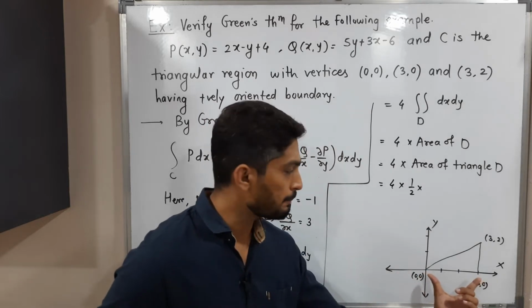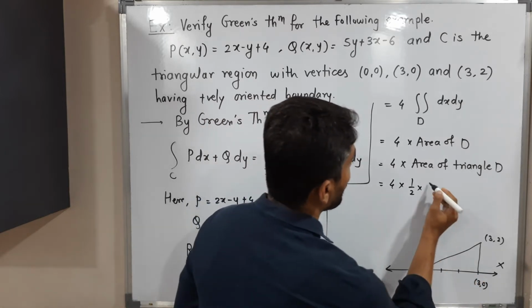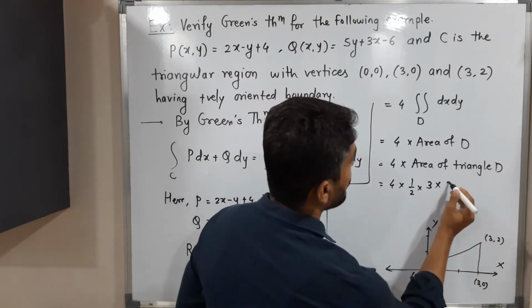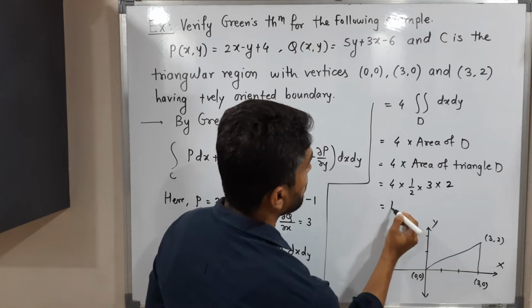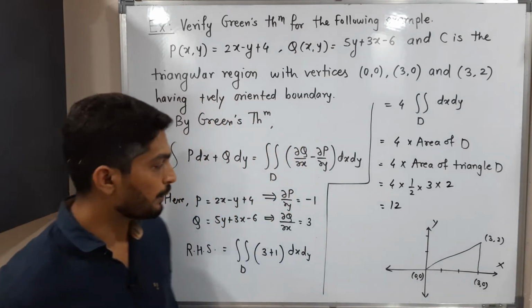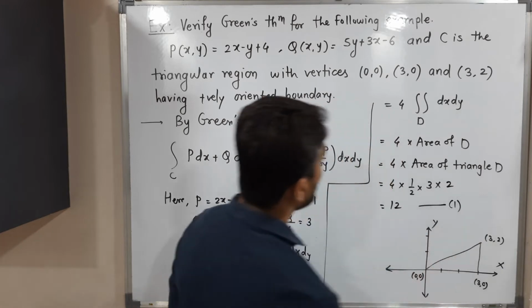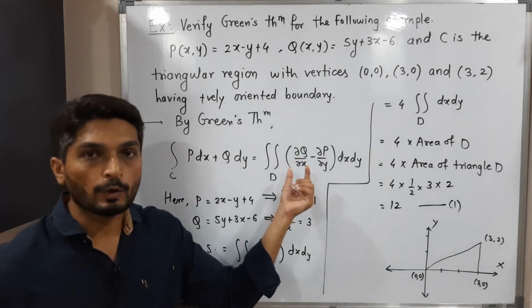What is the length of the base of that triangle? It's 3, into height. Its height is 2, so the 2 will get cancelled and the final answer will be 12. So the value of the right hand side is 12. Let me call it equation number 1. So we solved the right hand side and we got its value.